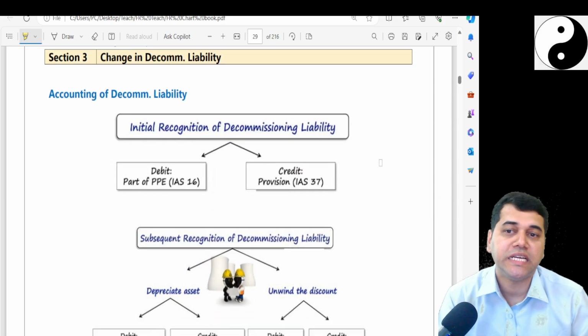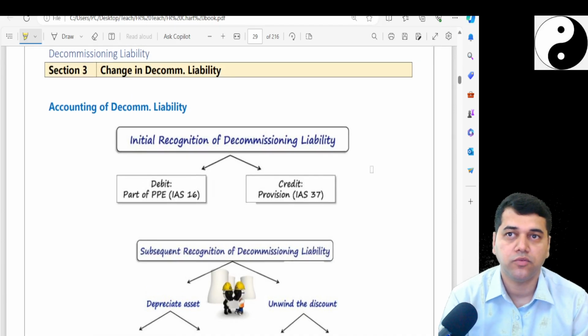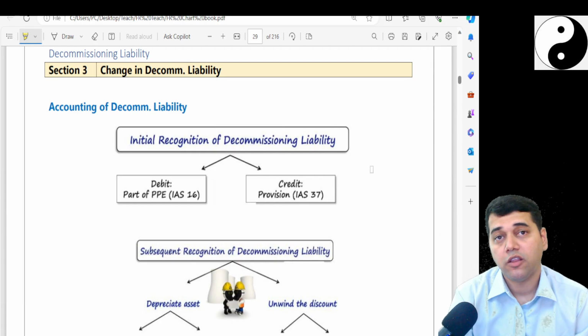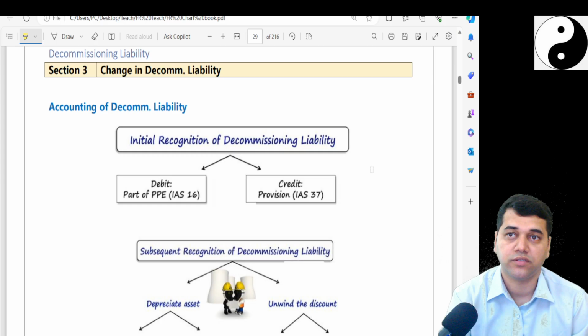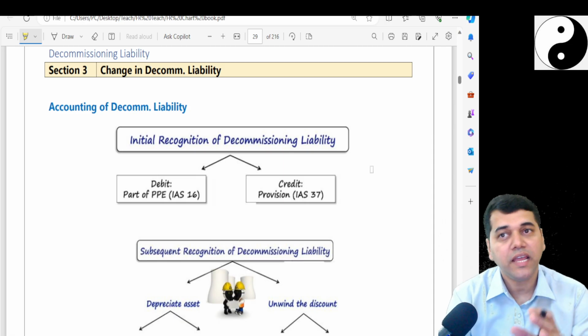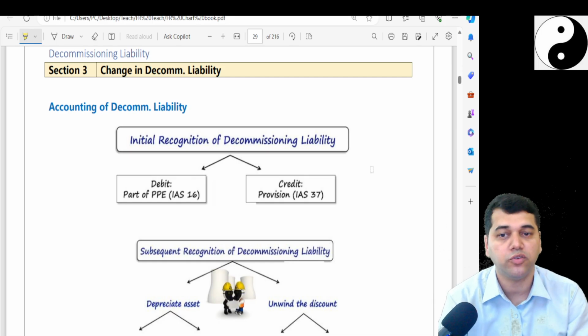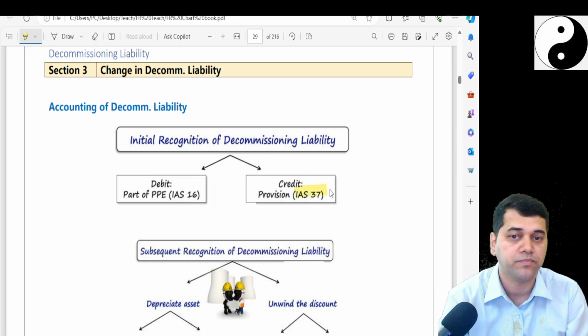So decommissioning liability, we understood it. What is decommissioning liability? The day we set up something, if the law imposes any restrictions on us, that look, while you go, you have to clean up and go, set it right and go. Until the day we set up, we don't have any obligation, but once we set up, we got into an obligation. So Ind AS 37 comes into picture.